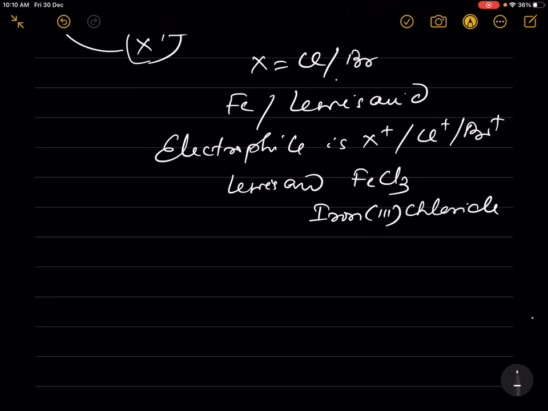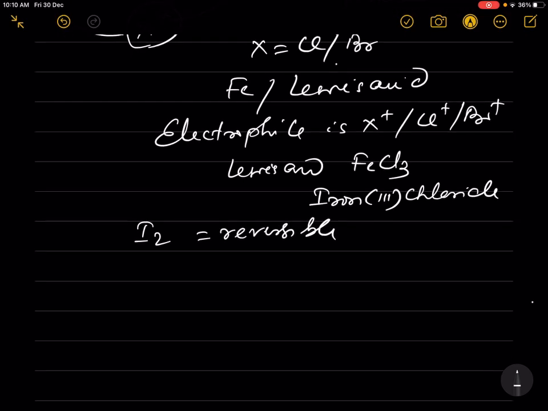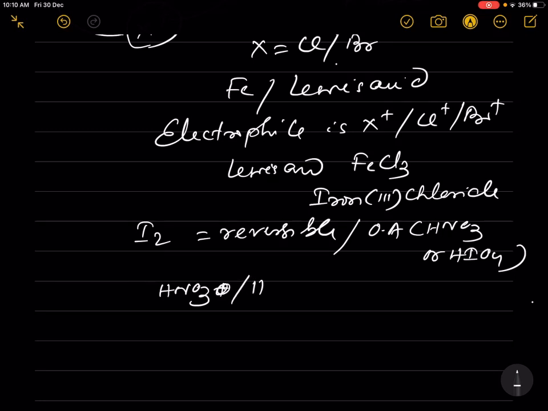However, the reaction with iodine is reversible. So to make it irreversible, an oxidizing agent, HNO3 or HIO4, is used. HNO3 or HIO4 oxidizes HI formed during iodination to I2.